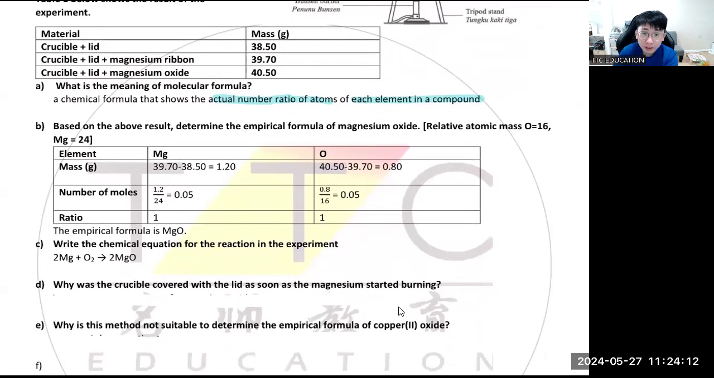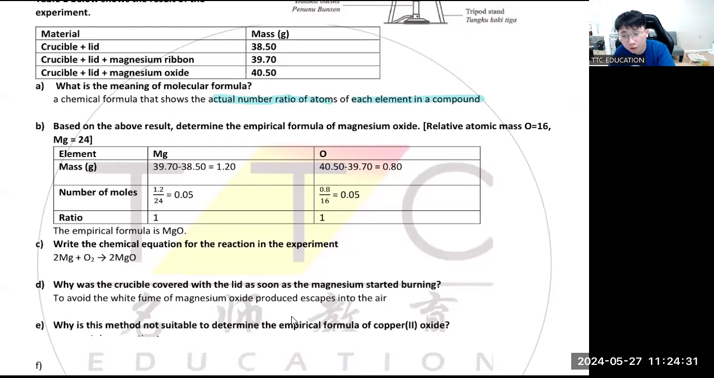If you don't cover, you open, the magnesium oxide is a white powder. So this white powder will fly away. It will escape. So we can say that is to avoid the white film from escaping. But then why we need to open it is to allow oxygen to react with the magnesium. So you cannot just close it all the time. If you close it all the time, oxygen is not enough. You have to open and close for a reason.